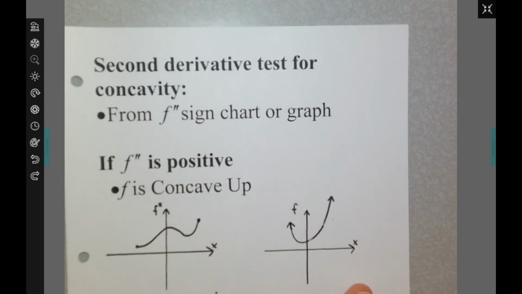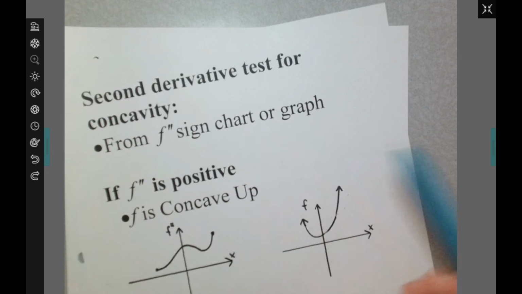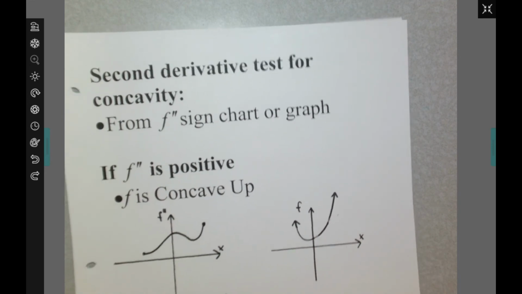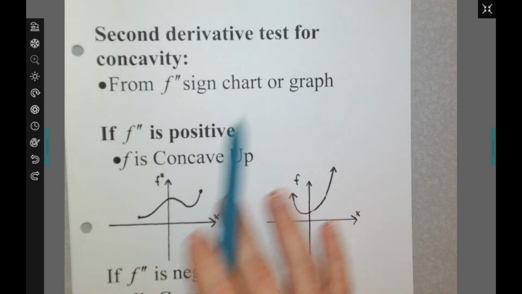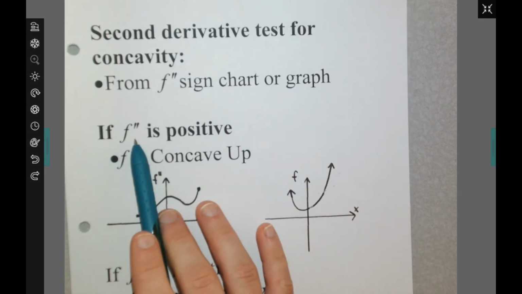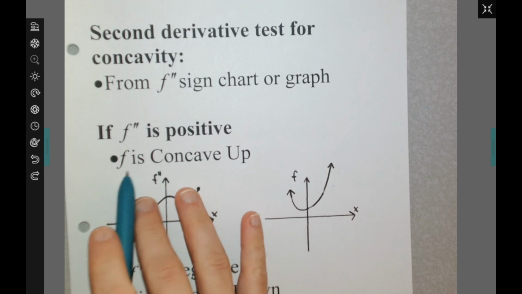Second derivative test. So you're going to take the second derivative, and we're going to go back to a sign chart or a graph. More times than not, it's going to be a sign chart that we're looking at. For this, the second derivative, we're not looking at increase, decrease. We're looking at whether the function's positive, negative. So what I mean by that, you look at this first one.